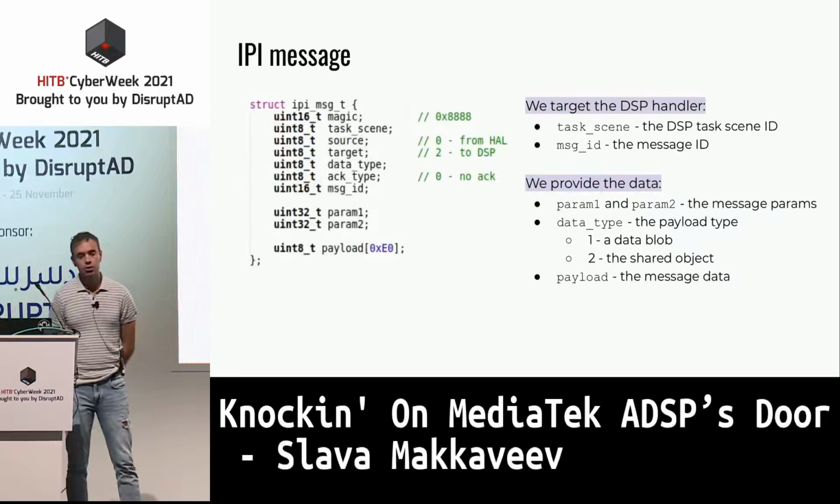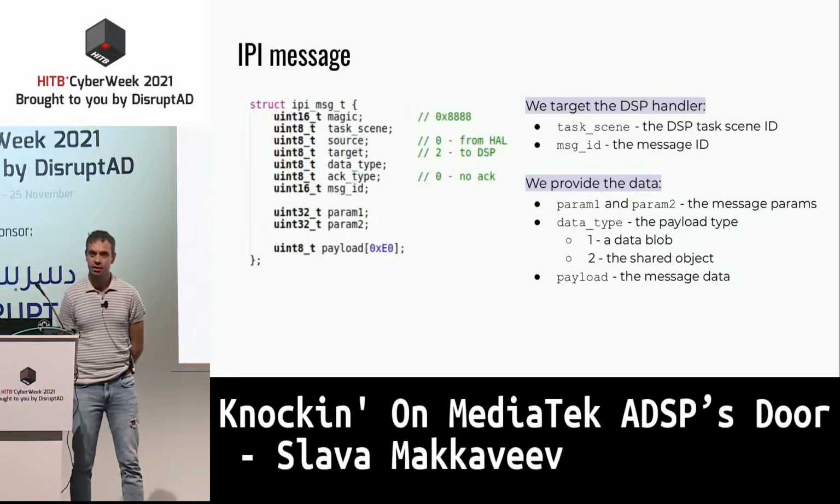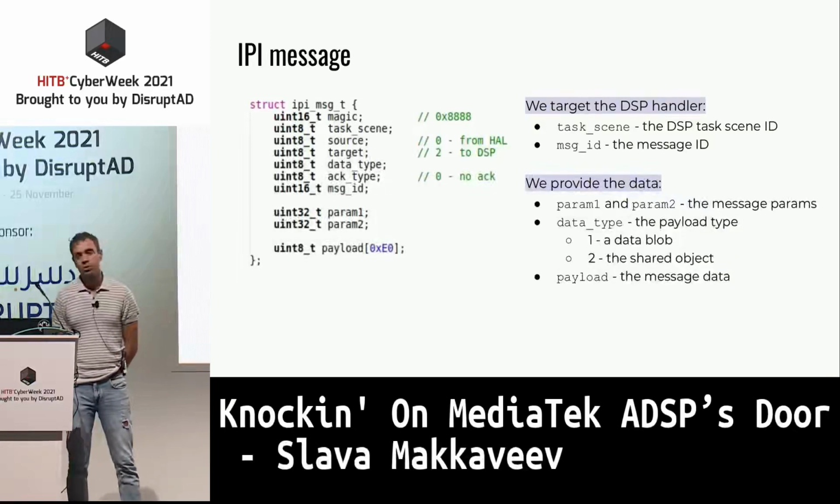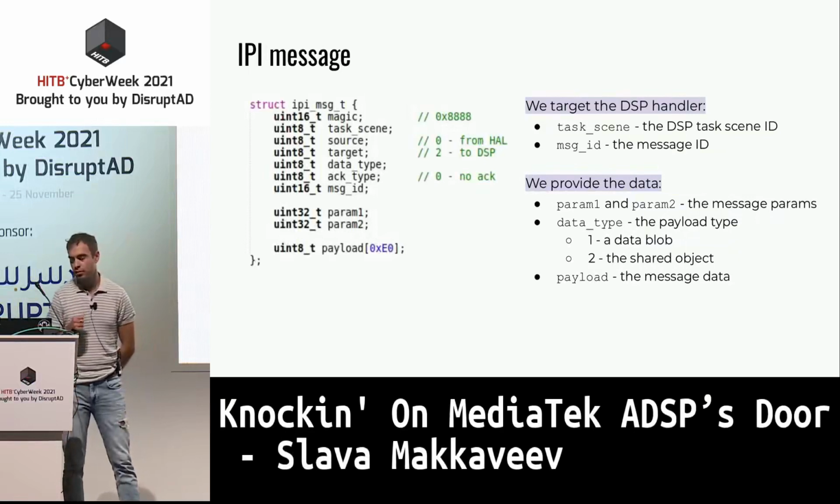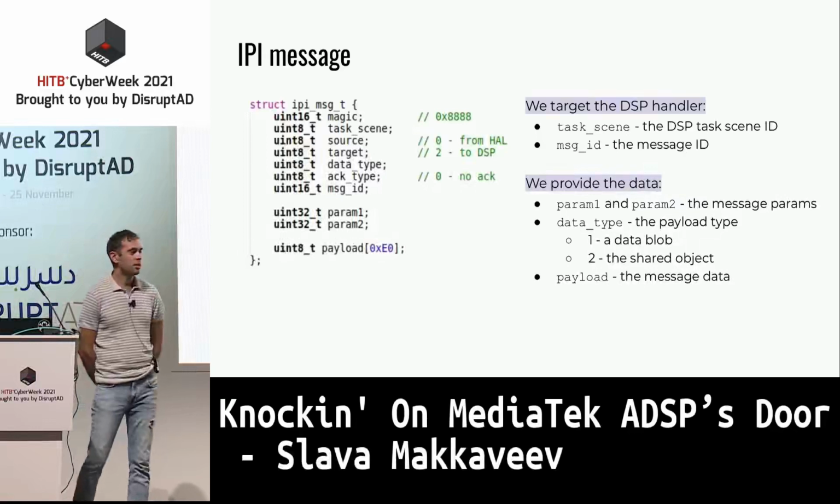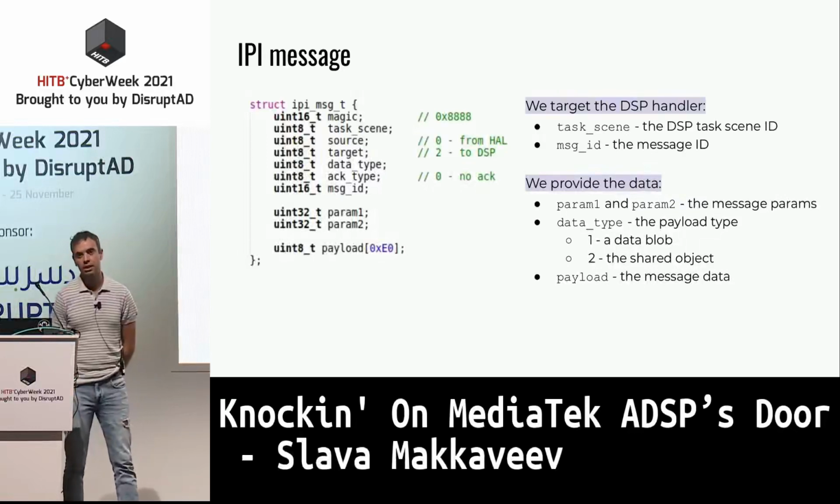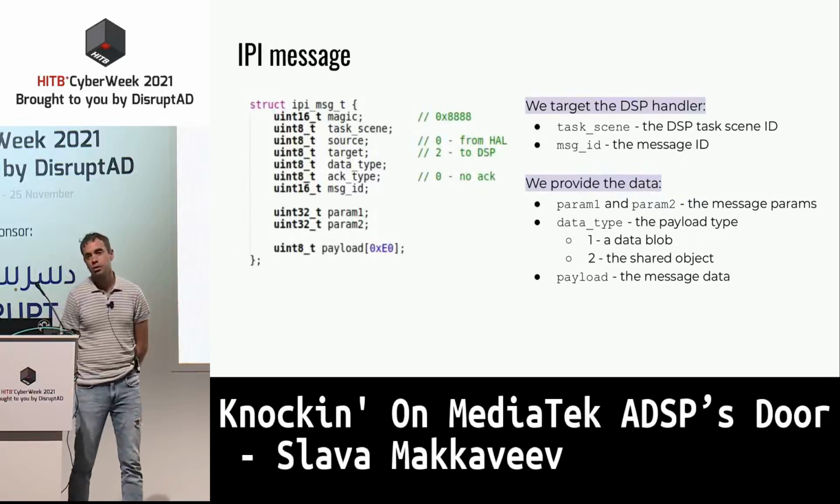So in the EP message, we have to indicate which task scene it is related to, and also the message ID, which identifies the action that we are asking to do. In addition, we can provide some data for processing, and for this purpose there are 3 fields: the param1 and param2 double words, and the payload array. The payload can be either a data blob associated with the message ID, or an object indicating the shared data.